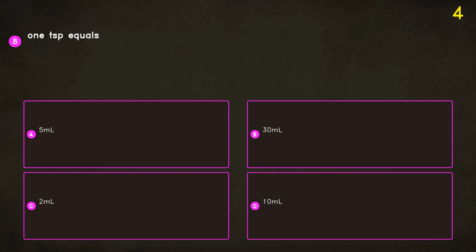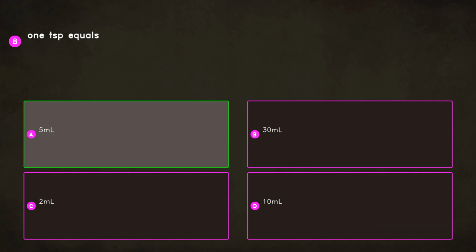Question 8. 1 tsp equals A. 5 ml. B. 30 ml. C. 2 ml. D. 10 ml. The correct answer is 5 ml.